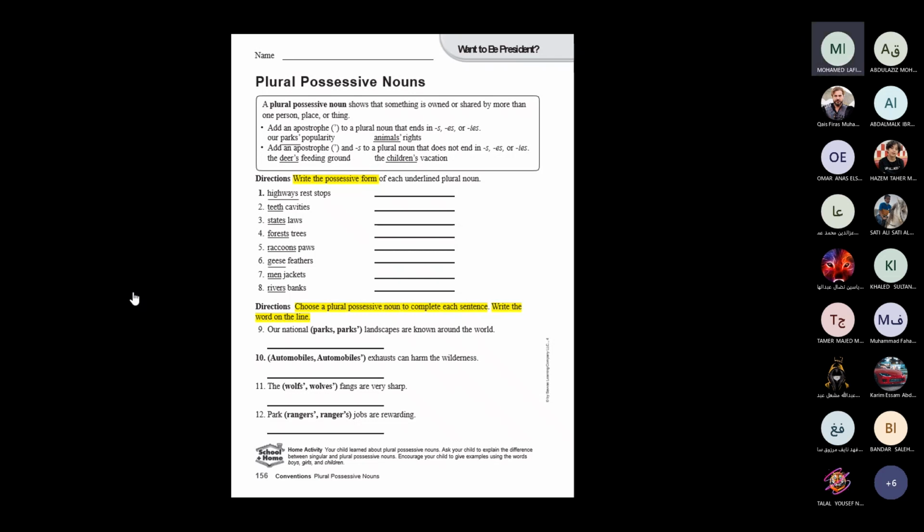Number 9, is it a circle or what? Do a circle or no? Number 9, yes, circle. Choose. Just choose the correct possessive noun and write it. Just write it. Okay? How do you circle it? Never mind, anyway. Just circle it and write it, whatever. Just choose it.